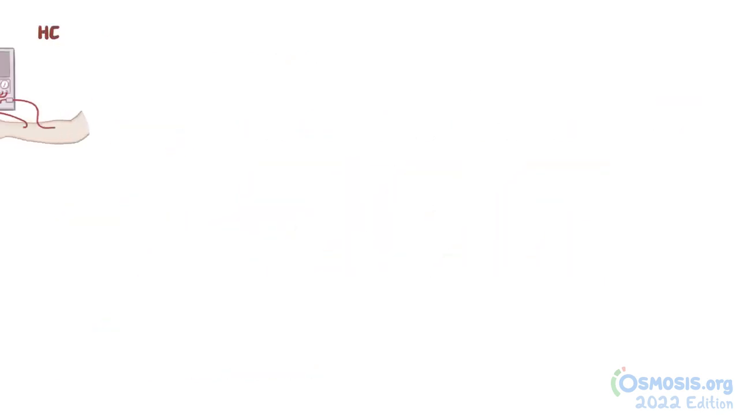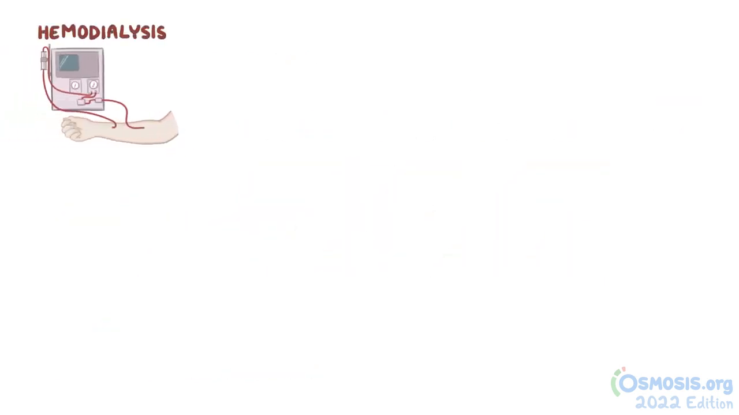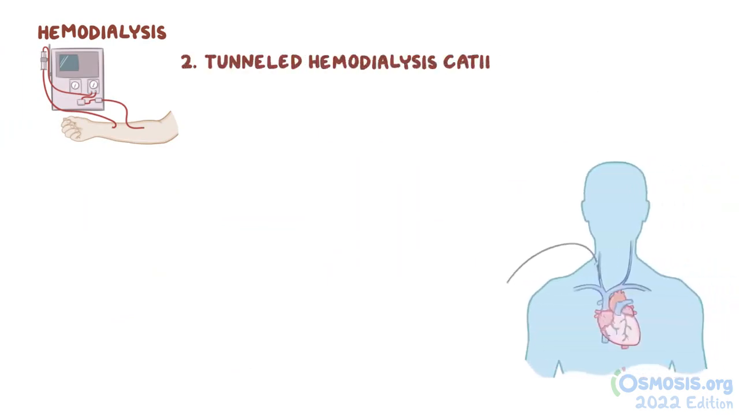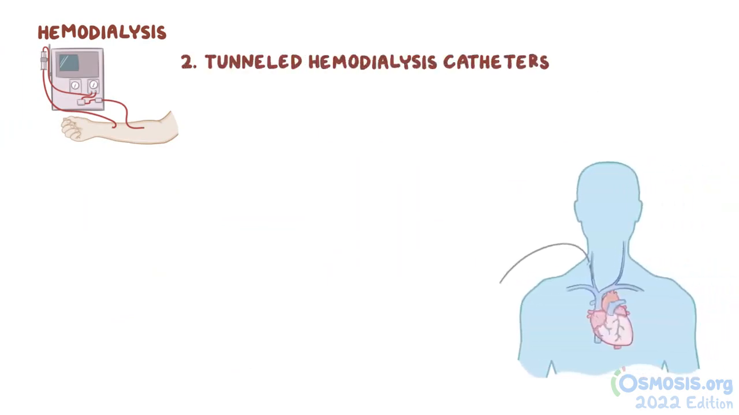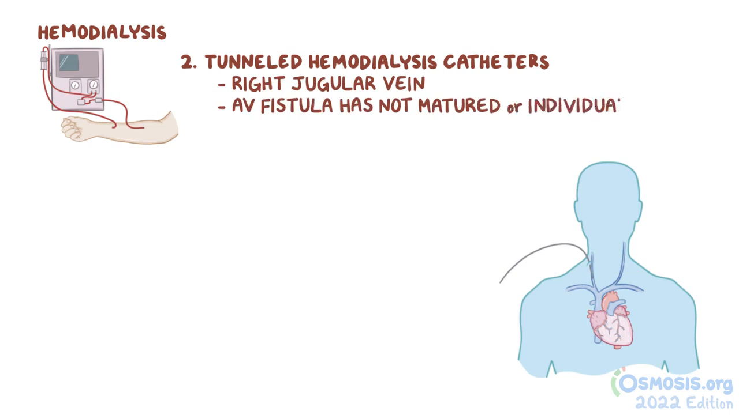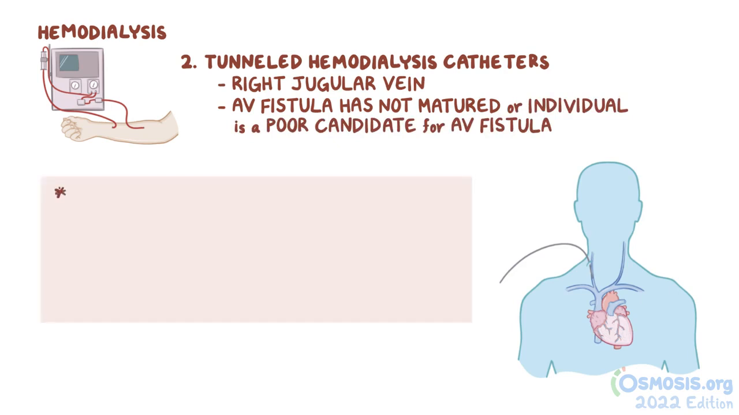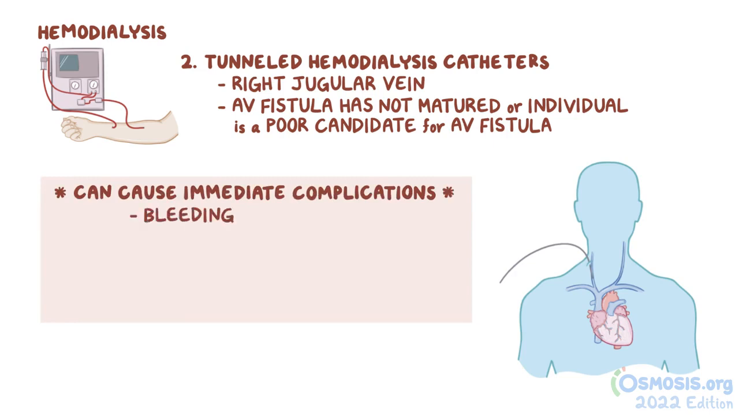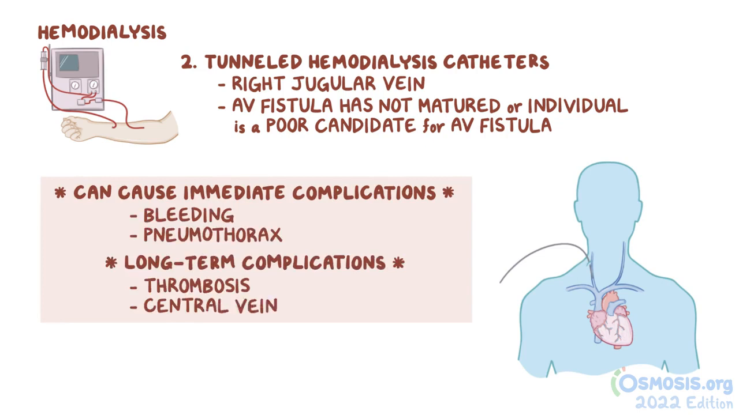In situations where hemodialysis needs to be initiated before 6 months, tunneled hemodialysis catheters can sometimes be temporarily placed. These are usually placed in the right jugular vein, and the catheter is tunneled under the skin. This is usually done when an individual needs hemodialysis, and the AV fistula hasn't matured yet, or when an individual is a poor candidate for an AV fistula, like individuals with congestive heart failure. These aren't usually used because they can cause immediate complications like bleeding or pneumothorax, or long-term complications like thrombosis or central vein stenosis.